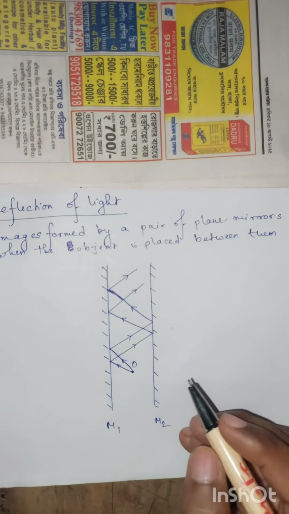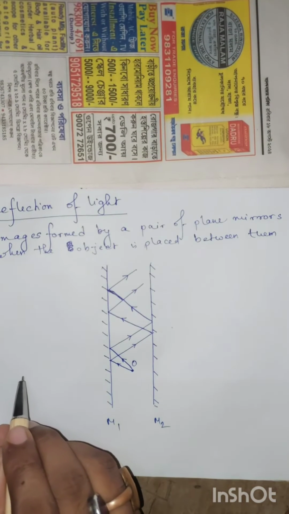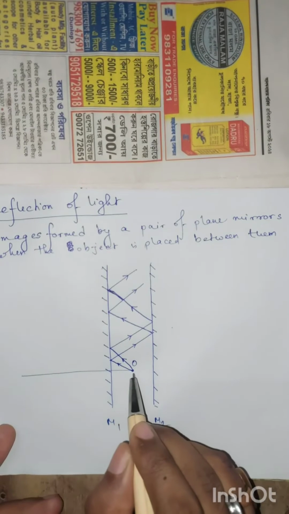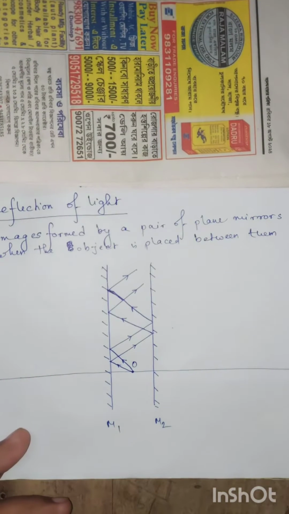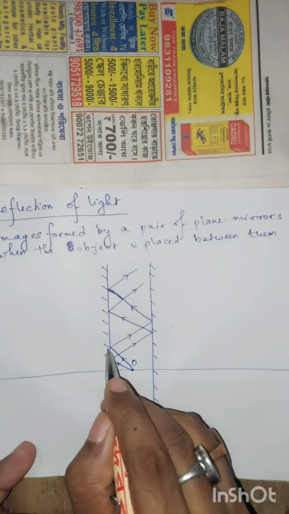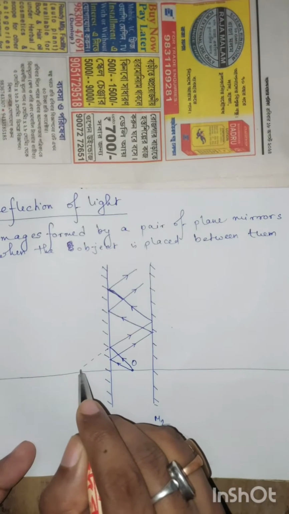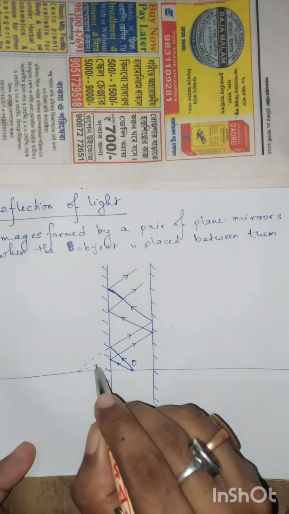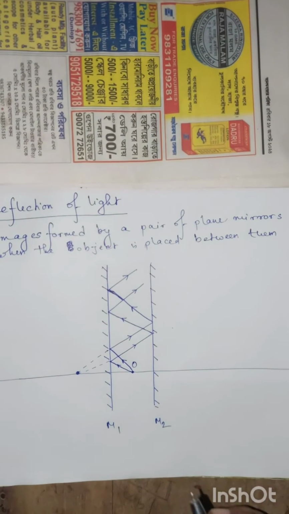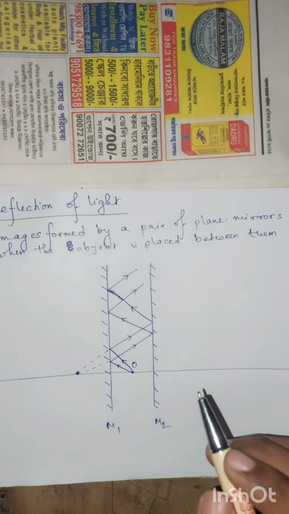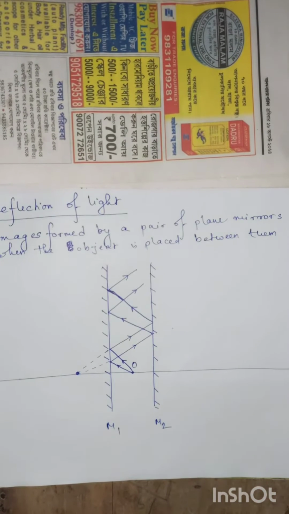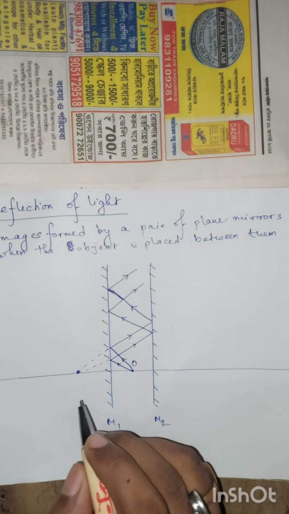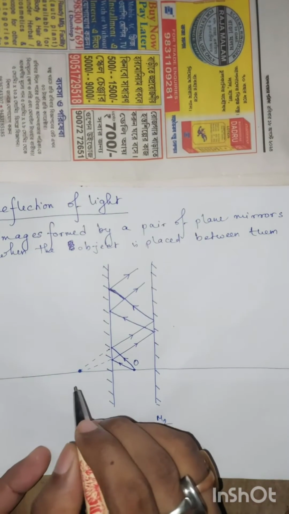Now, if we draw a line through O and drag these rays backwards, this can give us images. Now, let us call it image 1.